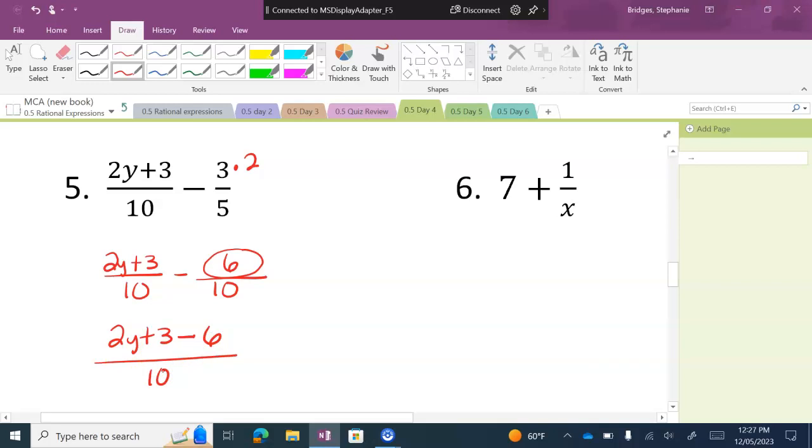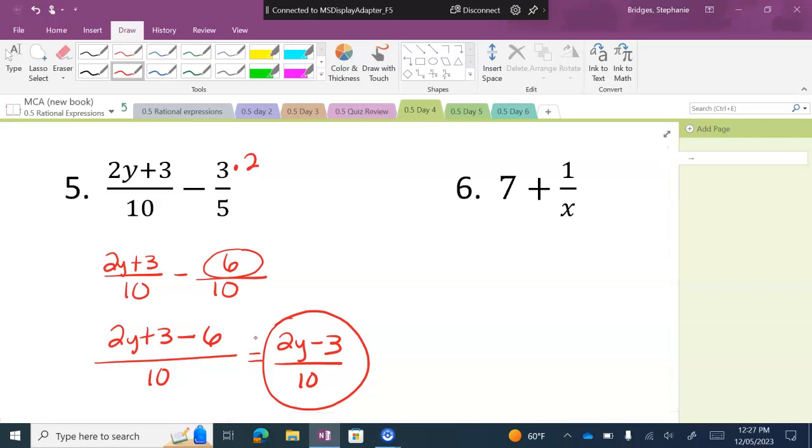However, can I keep going on this one? Yes, there are some terms that I can combine. That 2y I cannot combine, but the positive 3 and a negative 6 together give me negative 3. And then I want to check that numerator because I have two terms. Do 2y and 3 have anything in common? No. If those two don't have anything in common, there is nothing else you can do and you leave your answer just like that. Which is what I saw on most everybody's paper.